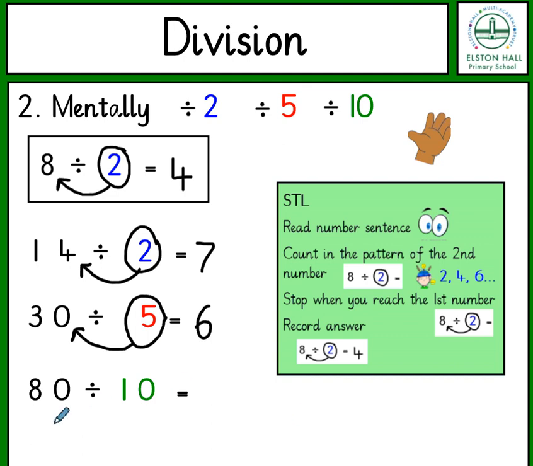Let's look at our last example. 80 divided by 10 equals. So we need to circle the second number and count in that pattern of 10 and stop when we reach 80. That will tell us how many 10s are in the number 80. Using your fingers again, 10, 20, 30, 40, 50, 60, 70, 80. There are 8 10s in the number 80.